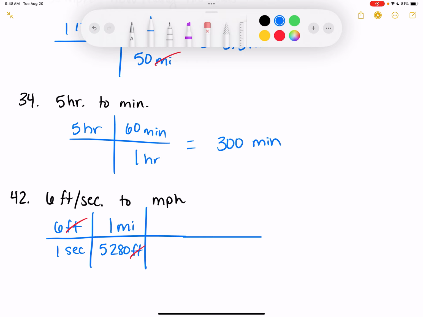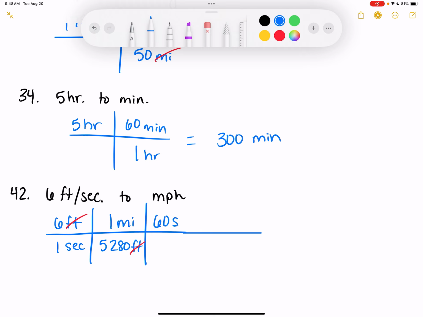If you don't know the conversion off the top of your head, then I would go seconds to minutes, minutes to hours, because that's probably something that you do know. If not, turn and look at a clock. 60 seconds in 1 minute, and then there are 60 minutes in 1 hour. Now, just because I feel like in high school you need to know this, there are 3,600 seconds in an hour.